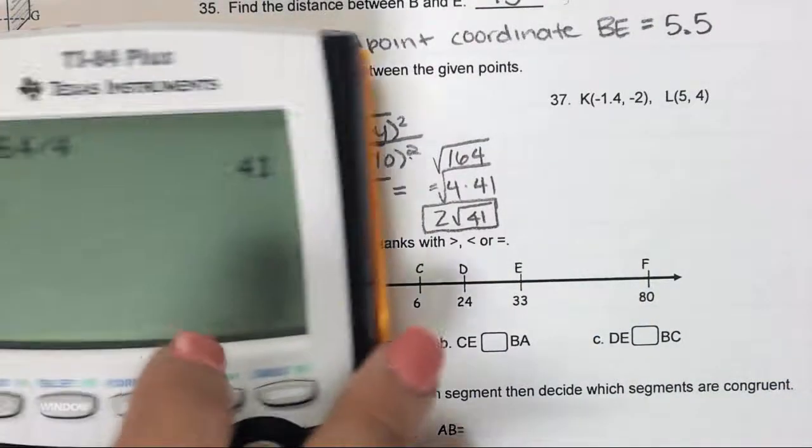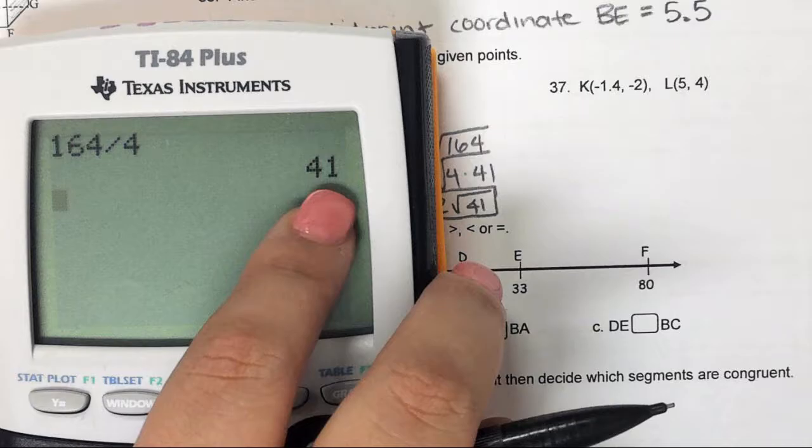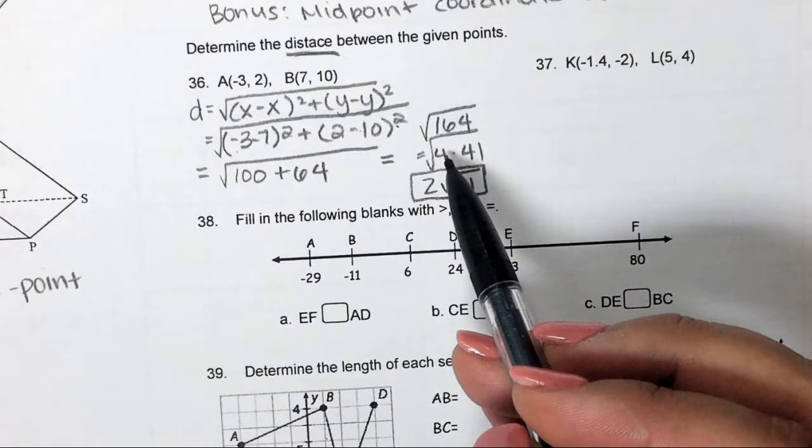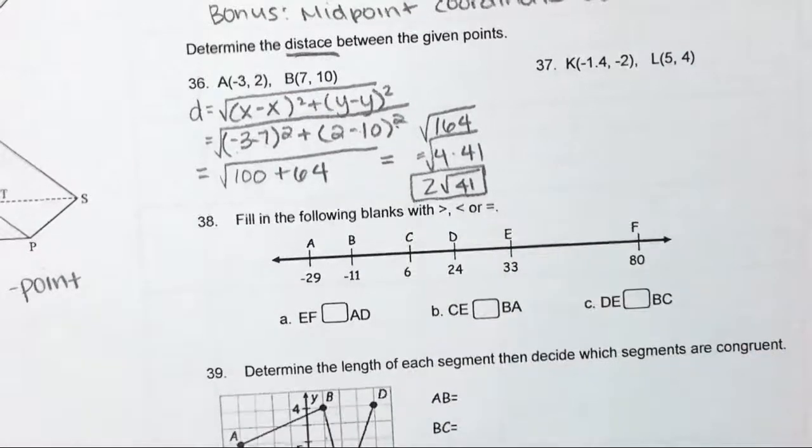No, so what I did is I divided it by 4 and I got 41. What's the square root of 4? That's where I got that 2 from. Yep. Okay.